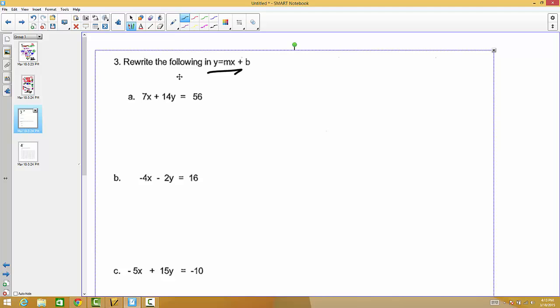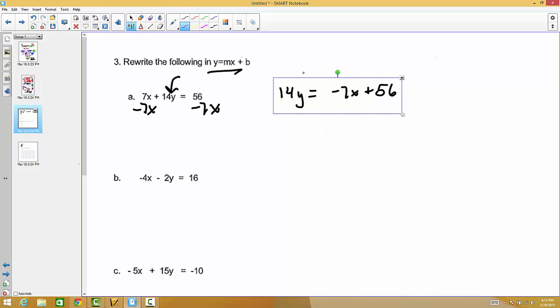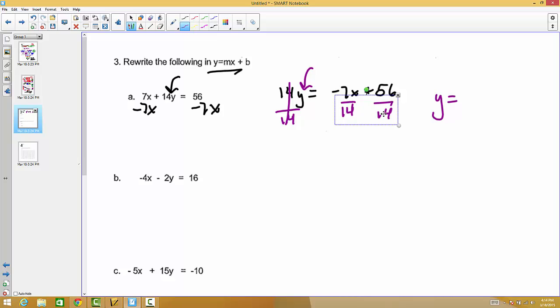Y equals mx plus b. We want to get this y totally alone. The first thing you're going to move is the 7x. You're going to move that from both sides. So 14y equals negative 7x plus 56. Okay, now you still want to get this y alone. So you need to get rid of that 14. You're going to do that through division. What you do to one term, you have to do to every single term because you're multiplying or dividing. So y equals negative 7 over 14, which is the same thing as negative 1/2, or it's also the same thing as negative 0.5. And 56 divided by 14 is the same thing as 4.